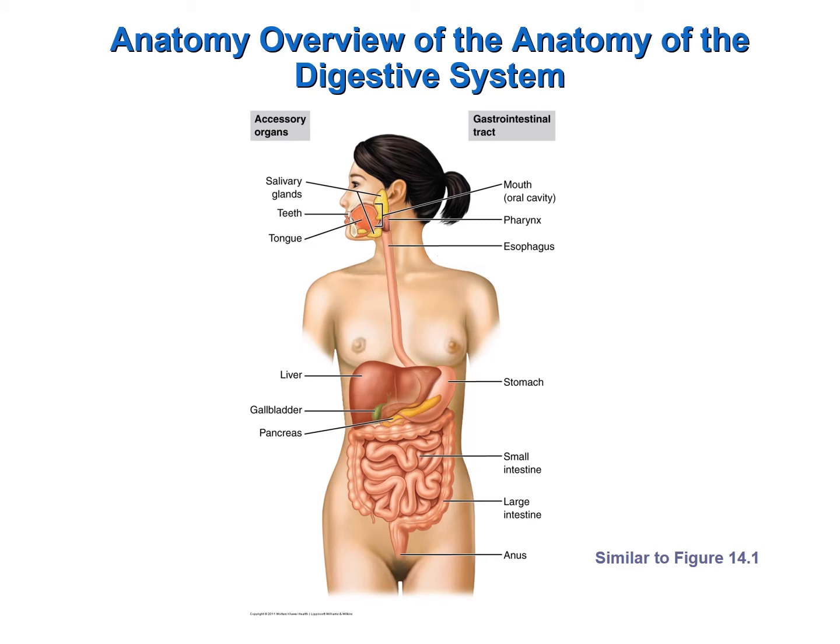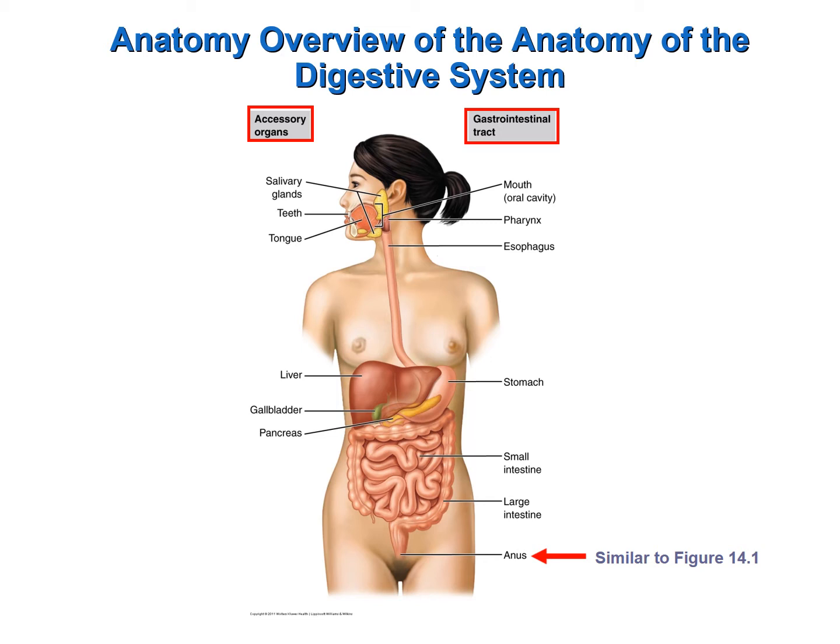The digestive system consists of 2 major types of organs. The organs of the gastrointestinal tract or GI tract on the right, and accessory organs which are shown on the left of this figure. The gastrointestinal tract or GI tract consists of a muscular tube that extends from the mouth or oral cavity all the way to the anus, or as I like to say, from rooter to tutor.